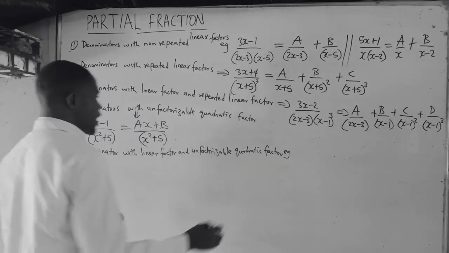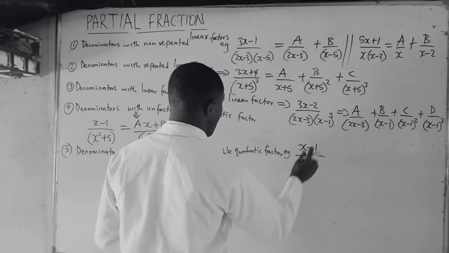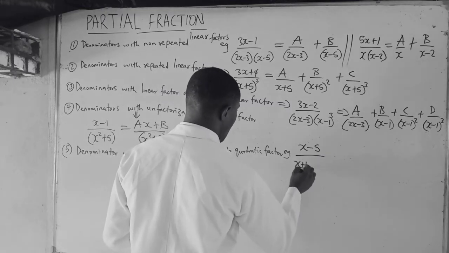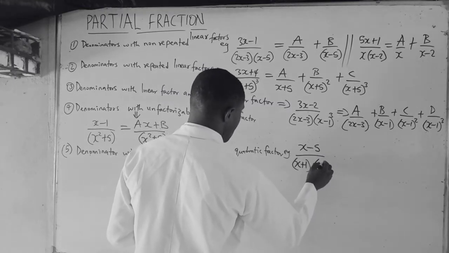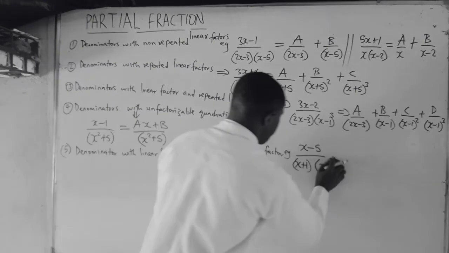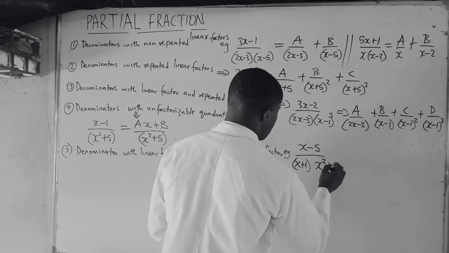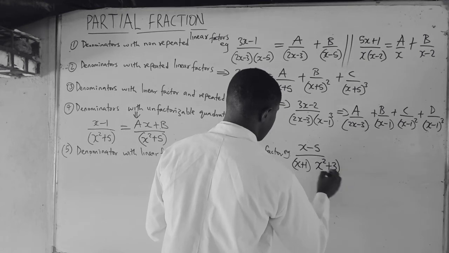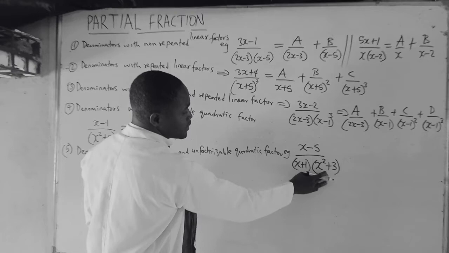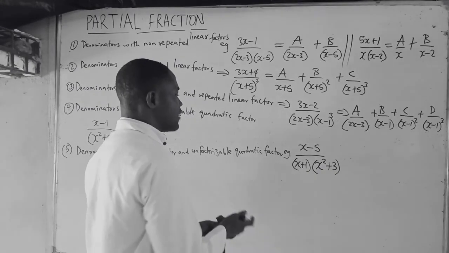For example, we have x minus 1 all over x minus 5, all over x plus 1 and x minus 2 raised to the power of 3, with an unfactorizable quadratic factor x squared plus 3. This quadratic expression, you cannot factorize it. Try to factorize it on your own. You see you can't factorize it.